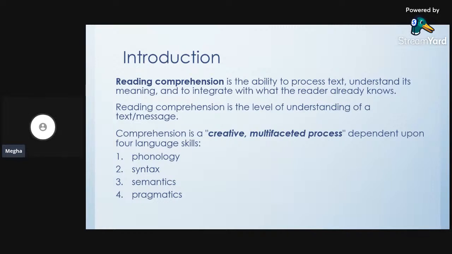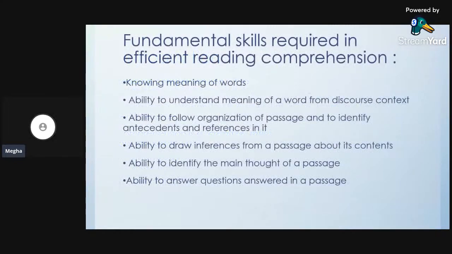Comprehension is a creative and multifaceted process dependent upon four language skills, which are phonology, syntax, semantics, and pragmatics. So you have to understand even the syntax, phonology, semantics, and pragmatics as well. Now let's see the fundamental skills which are required in efficient reading comprehension.